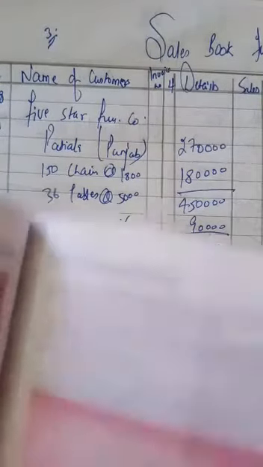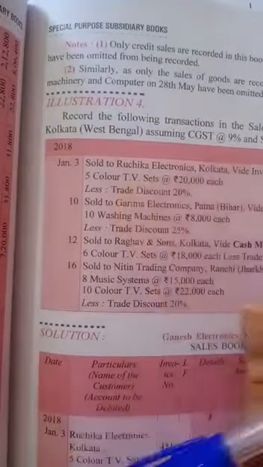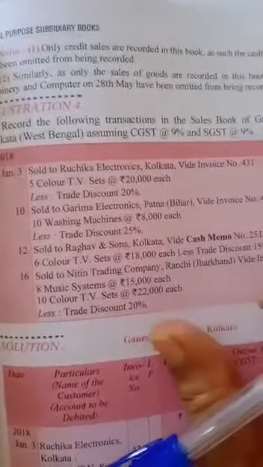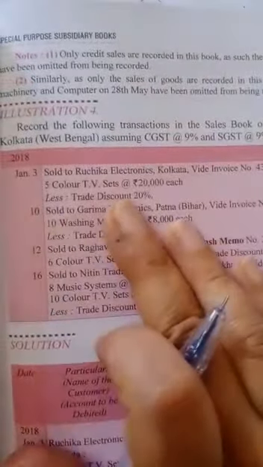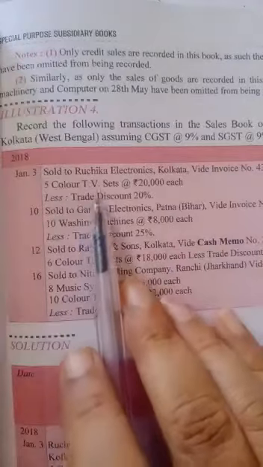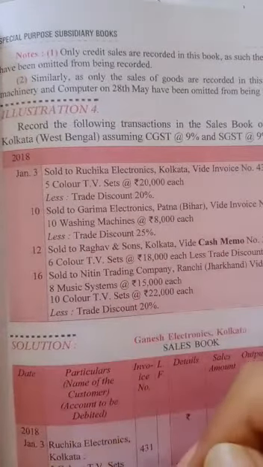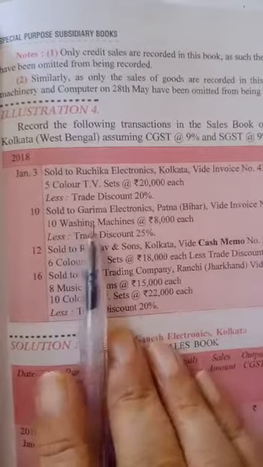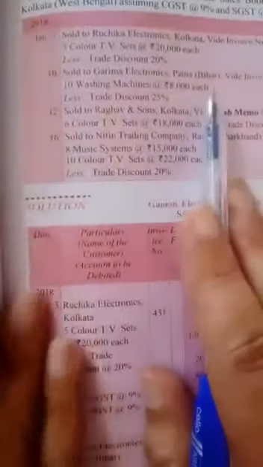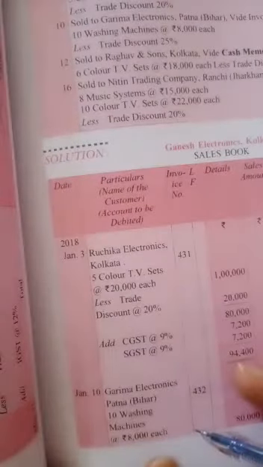Next question, fourth one. Record the following transactions in the sales book of Ganesh Electronics, Kolkata. You are an electronics merchant from Kolkata, West Bengal. Assuming CGST, SGST 9%. Sold goods to Ruchika Electronic, Kolkata. It will be recorded like this. Then sold goods to Garima Electronics, Bihar. Now you have to charge 9 plus 9, 18% IGST on Garima.